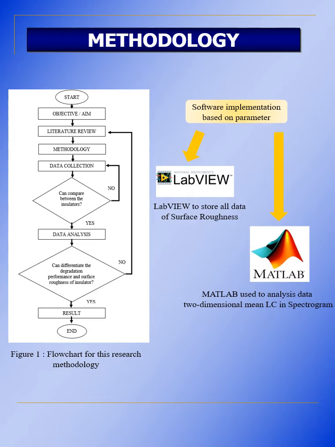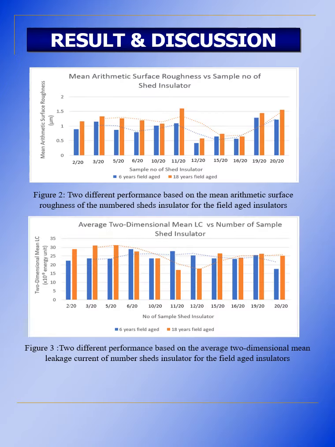While if no, it will go to the literature review to make sure the information of the data analysis is valid and compared to previous research. For the result and discussion, the data have been collected from the software implementation, and since the testing is not available for data analysis, I use the data that have been provided. The data provided is surface roughness, while two-dimensional mean is analyzed by using MATLAB software.